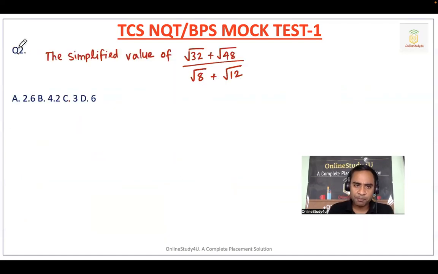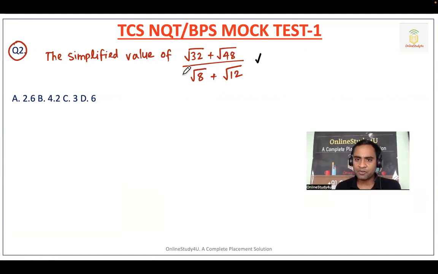Now, the simplified value of the square root of 32 plus the square root of 48, divided by the square root of 8 plus the square root of 12. Friends, as soon as you see the question, you don't decide whether you should do it or not. At least you have to try, and it is better if you solve this kind of question before you go for the actual examination.